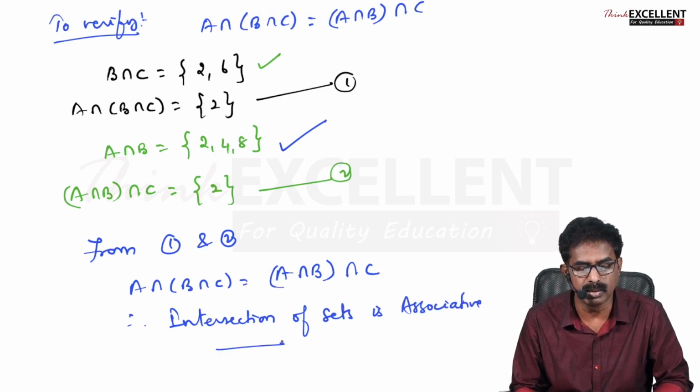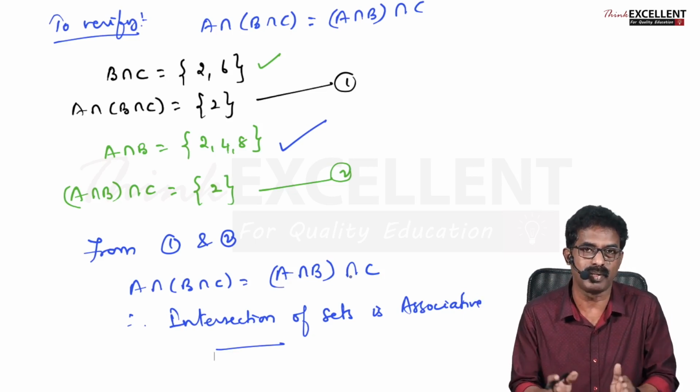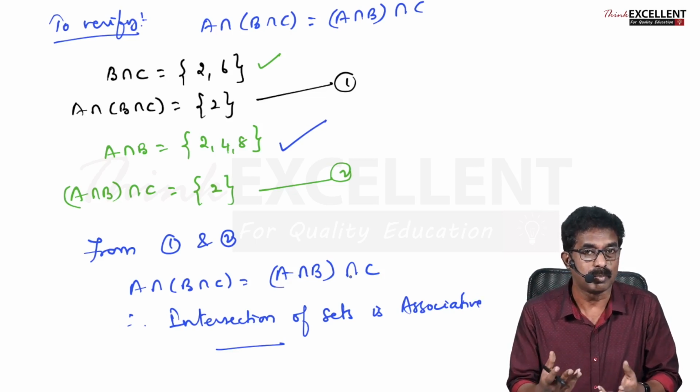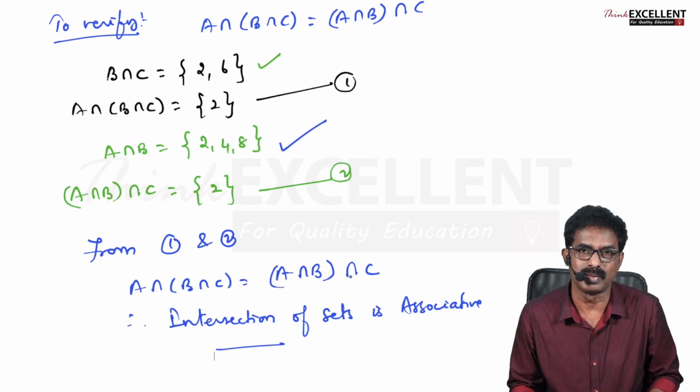So today I explained all the properties we studied, but verification we did only for the associative property and commutative property. Then some more we studied, right? Distributive property, then De Morgan's law, go through everything. Then how to verify those properties, and also how to verify using Venn diagrams, I will teach in the next video.